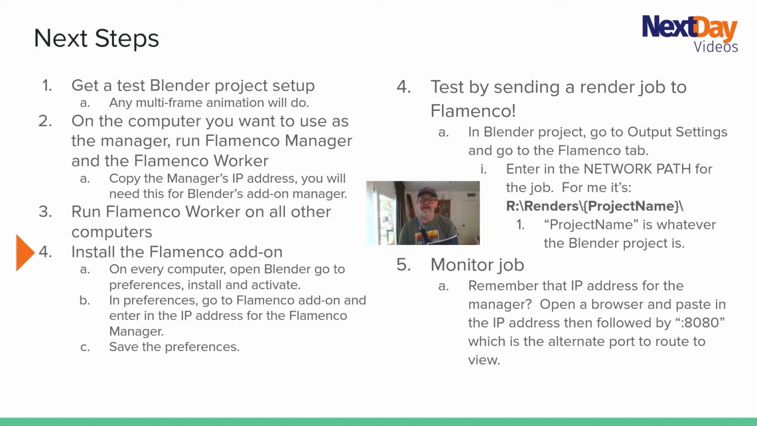Then on your Flamenco manager computer, be sure to go into Blender, go to Preferences, install and update the Flamenco add-on. And inside the add-on, you'll see a form field for entering the IP address. So paste your IP address in there, then save the preferences. Now you're ready to test a render job.